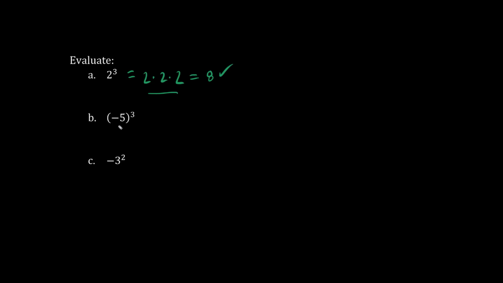As for negative 5 cubed, we repeat multiplication with a negative number 3 times. 3 negatives is an odd number of negatives, which ends up being negative. 5 times 5 is 25, and 25 times 5 is 125. So the answer is negative 125.